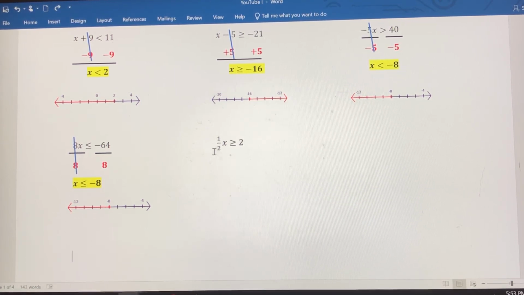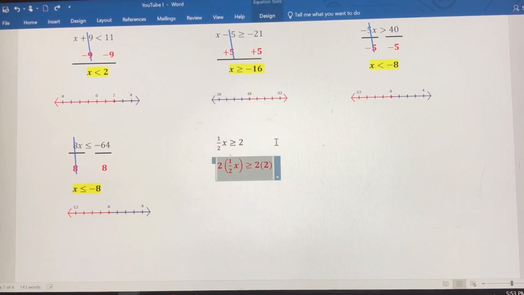Finally, we've got a fraction here: 1/2 times x is greater than or equal to 2. If you've got a fraction as a coefficient, you want to multiply by the reciprocal. That continues to be a one-step problem. The reciprocal of a half is 2, so we want to multiply both sides by 2 to get x by itself.